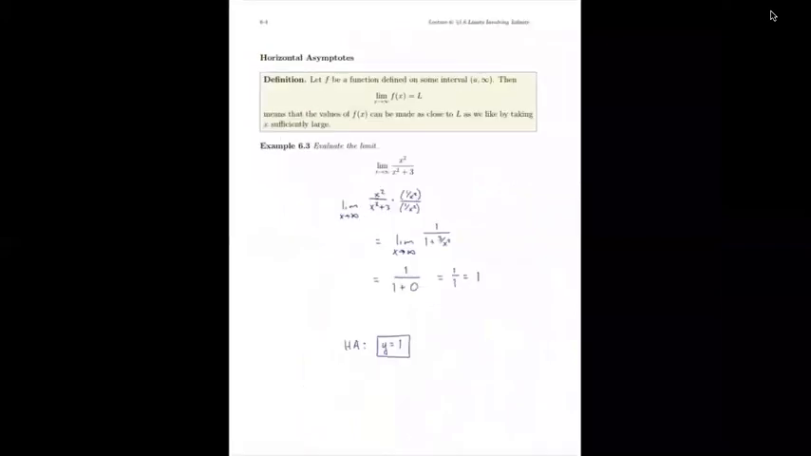So horizontal asymptotes. Just as we've been able to use these limits at infinity or infinite limits to assess a vertical asymptote, we can now define a horizontal asymptote as follows. If f is defined as a function on some interval from a to infinity, and then we take the limit as x goes to infinity of f of x, and that's equal to L, some real number, this means, of course, that f of x can be made as arbitrarily close to L as we like, simply by taking x sufficiently large.